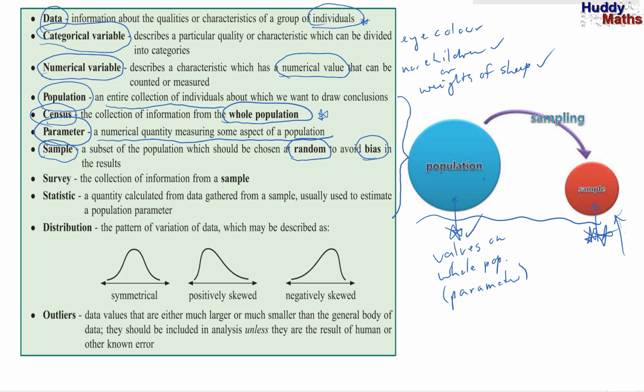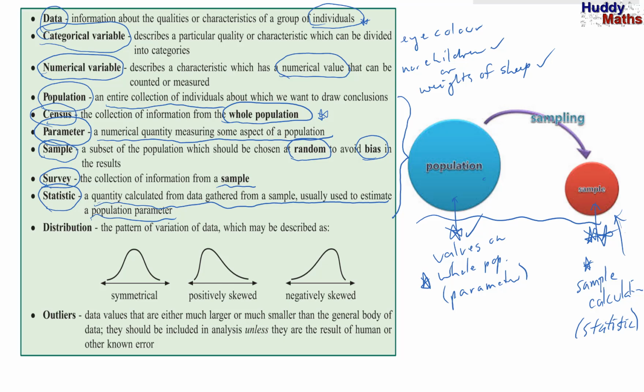Okay, not always possible, so we're going to use a sample, we're going to do a survey and try to give people an equal chance of being included in that, and then we're going to calculate a statistic, a quantity calculated from data gathered from a sample usually used to estimate a population parameter. So it's too expensive to do this. So we're going to go and do a calculation based on the sample. So when you do a sample calculation, so it could be what is the average weight of the sheep, it's called a statistic. So it's only an estimate of what the population in total would be like. So you're trying to get some information about the total population from a sample.